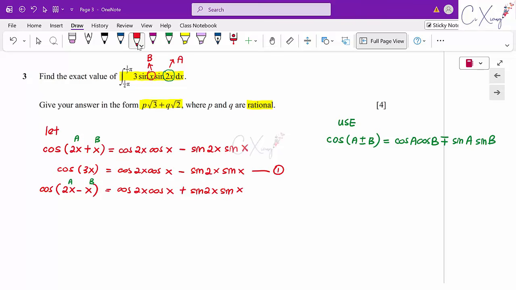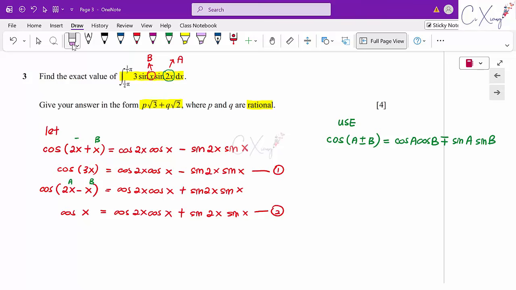Okay, simplify this angle here. I'll be having 2x minus x is x. So cos x equals cos 2x cos x plus sine 2x sine x. And I will make this as my second equation.